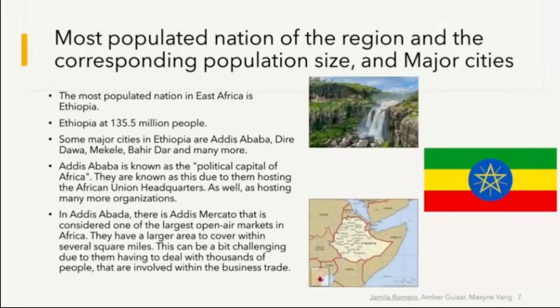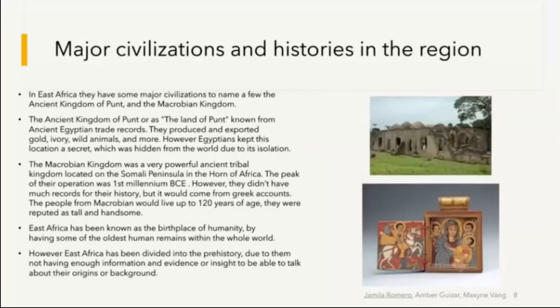Addis Ababa is known as the political capital of Africa. It is known as this due to hosting the African Union headquarters as well as many more organizations. In Addis Ababa, there is Addis Mercato, considered one of the largest open-air markets in Africa. They have a large area to cover within several square miles. This can be a bit challenging due to having to deal with thousands of people involved in the business trade.